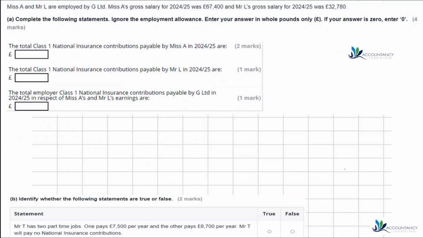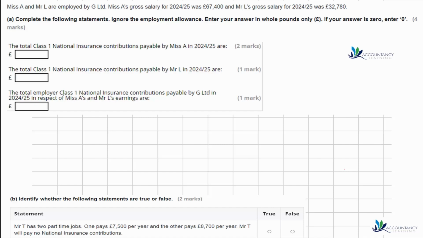This is task 5 of the first sample assessment for personal tax. Task 5 is about national insurance contributions. So for part A, Miss A and Mr L are employed by G Limited. Miss A's gross salary for 24-25 was £67,400 and Mr L's gross salary for the same tax year was £32,780. So we need to complete the following statements.